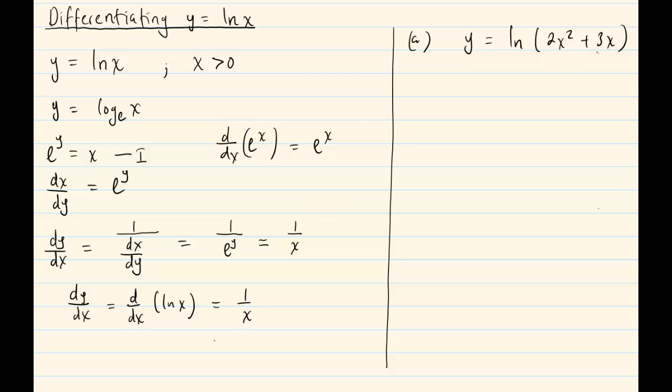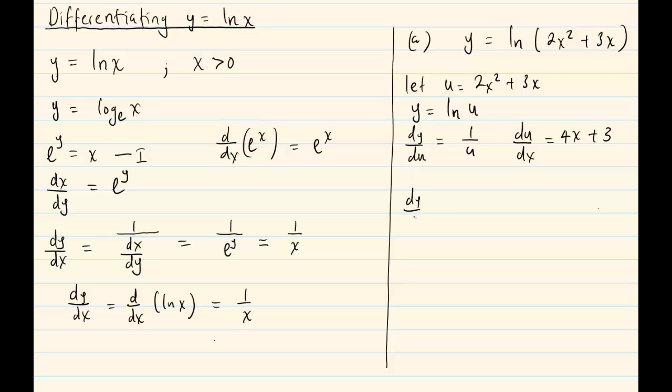Well, the idea is to reduce this to a basic function y equals the natural log of x. So I'm going to make use of a substitution and say let u equal 2x squared plus 3x, and then it follows therefore that y is going to be the natural log of u. Now dy/du is going to be equal to 1 over u, which is the derivative of the natural log of u, which we've just found, and I'm going to make use of the chain rule and work out what du/dx is going to be equal to. So this one is going to be 4x plus 3.